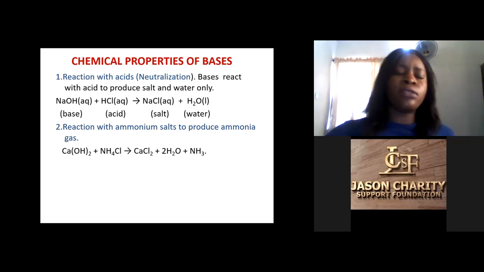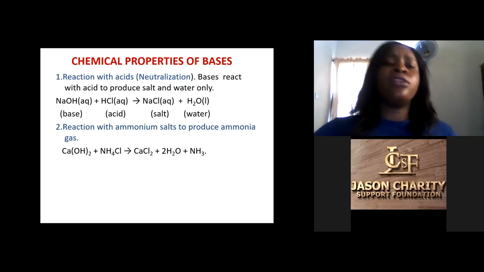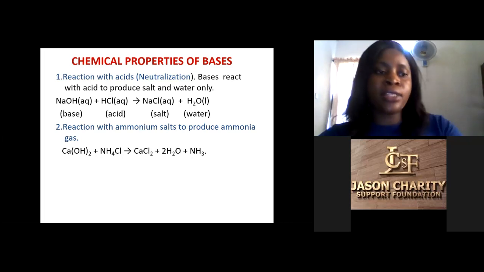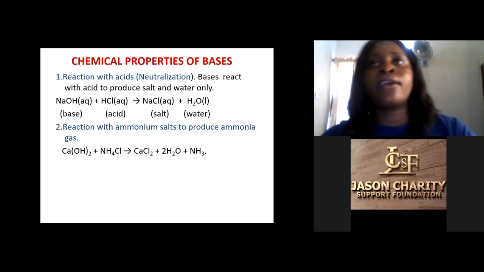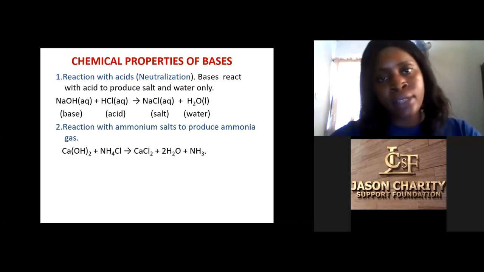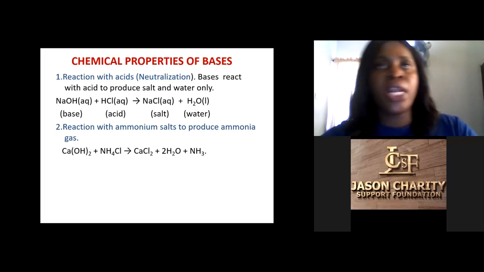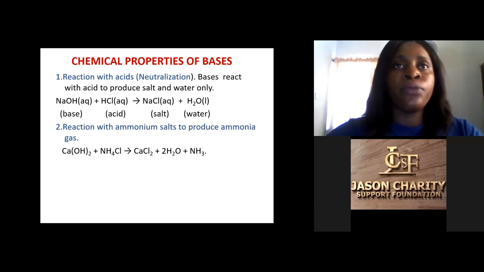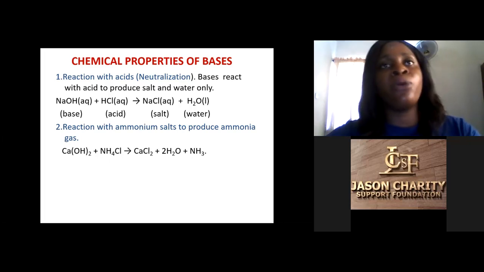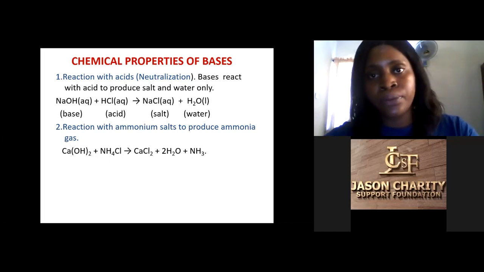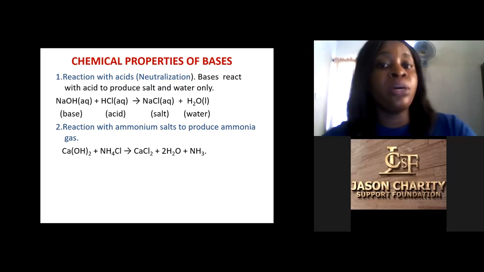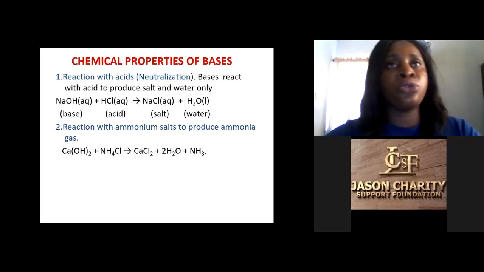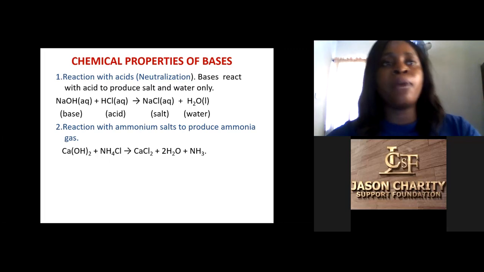So going back to the reactions of an acid. When an acid reacts with metals, a gas is produced, and that gas is hydrogen gas. When an acid reacts with a carbonate salt, carbon dioxide is liberated. And when a base reacts with an ammonium salt, a gas is also liberated. And that gas happens to be ammonia gas.